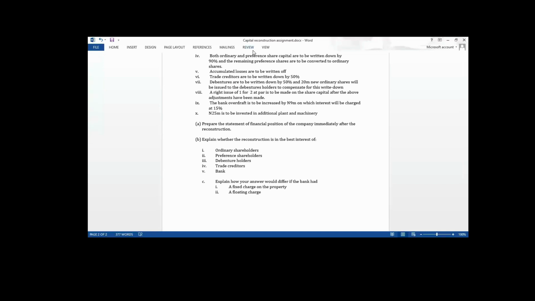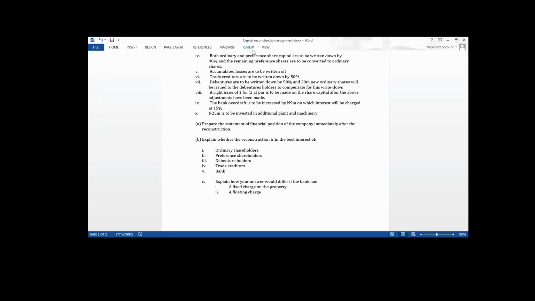Any question, please? So this question C, it says explain how your answer would differ if the bank had A, the fixed charge, and B, the floating. The answer they're referring to, is it our answer to B question? Yes, the answer to B now.